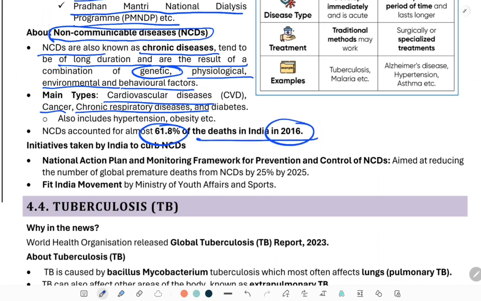The initiatives done by India to curb these NCDs, that is non-communicable diseases: the National Action Plan for Monitoring and Framework of Prevention Control, then the Fit India Movement by the Ministry of Youth Affairs and Sports.